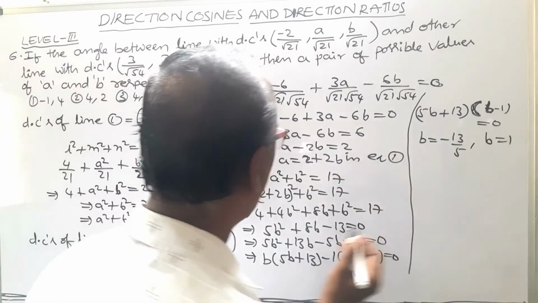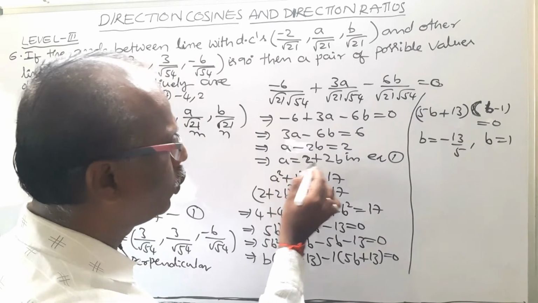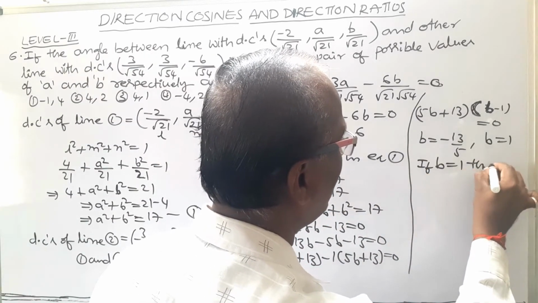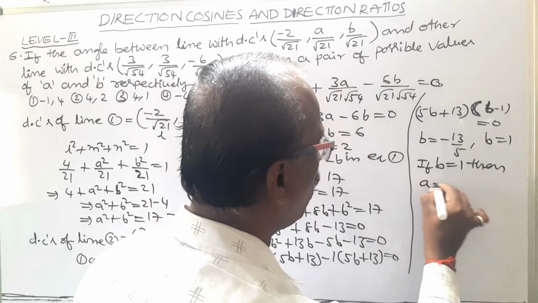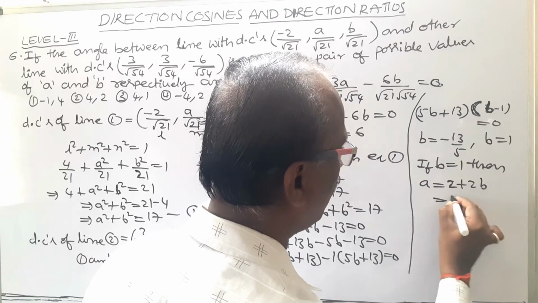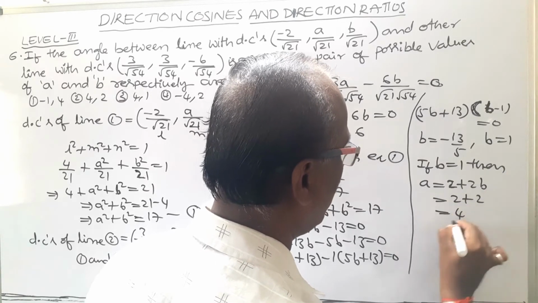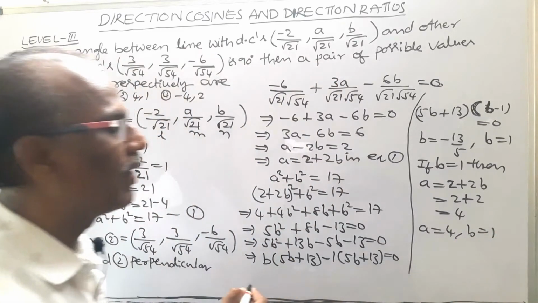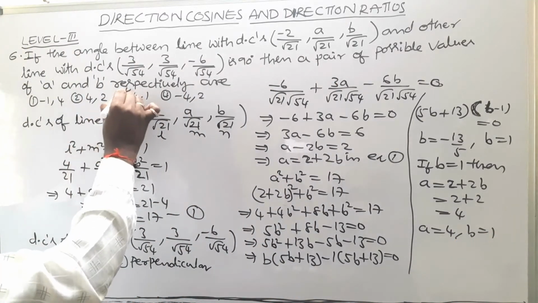If B is equal to 1, then A is equal to 2 plus 2B. With B value 1, 2 plus 2 is 4. A is equal to 4, B is equal to 1. So 4 comma 1 is the correct answer. This is the third option.